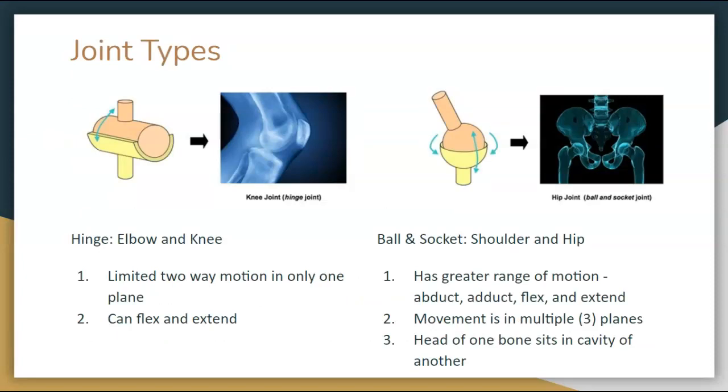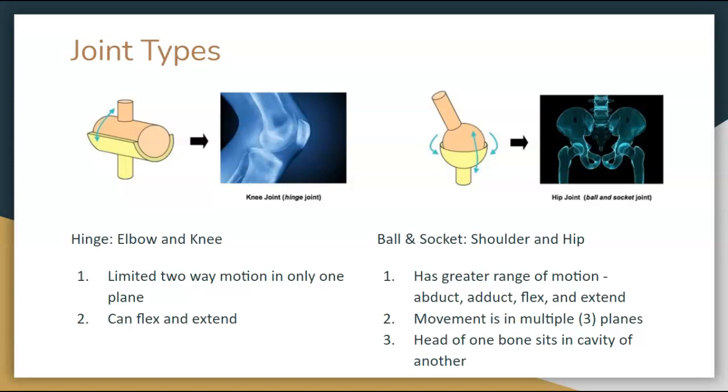So, different types of joints that we're going to talk about. This is what I mentioned earlier. These are all synovial, but there's hinge, right? Elbow and knee. They don't have full range of motion, but they can flex and extend. So you can go up and down, but you can't spin it around in a circle like you can with your shoulder and hip, which is a ball and socket joint. And that you can do full circle movement.